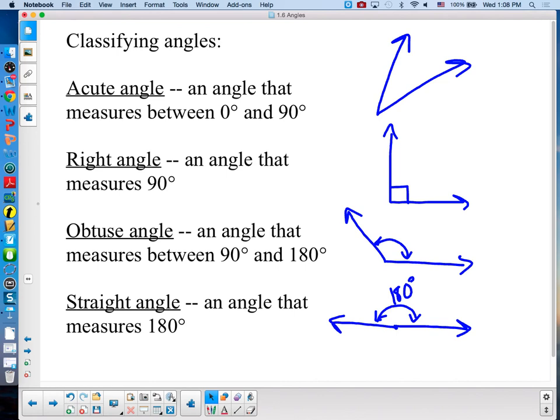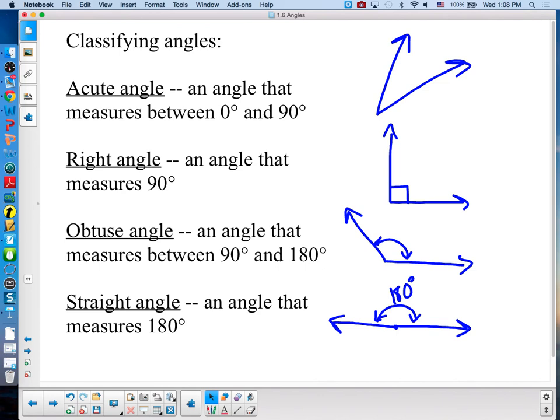Acute, because it was 70 degrees. Number 6? Obtuse, quite obtuse. Number 7? Right. At least I had 90 degrees on that one. If you had 89, you called it acute. If you had 91, you called it obtuse. It was exactly 90, it was right.